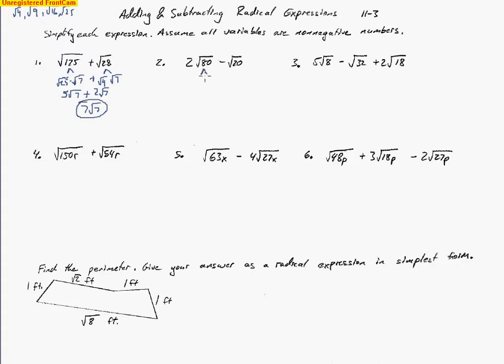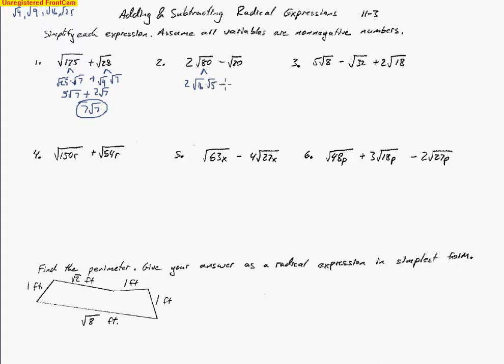So when I look at this number, I see 16 goes into it. And if you didn't see it right away, you could start with 4, but then you'd see that 4 goes into the 20 once more. So you could take out a 16. 16 times 5 makes 80.